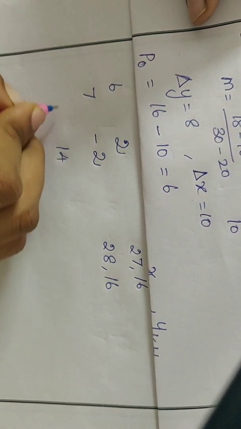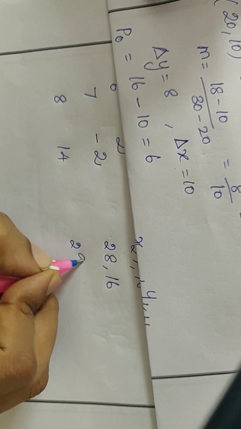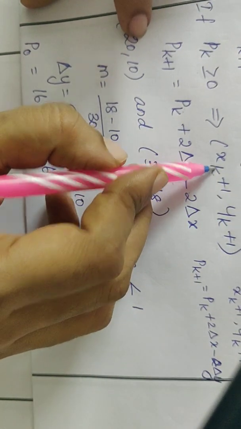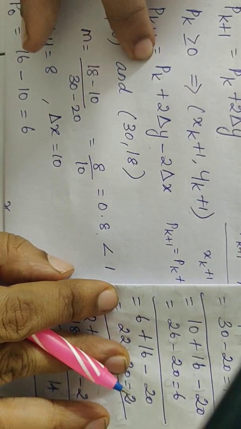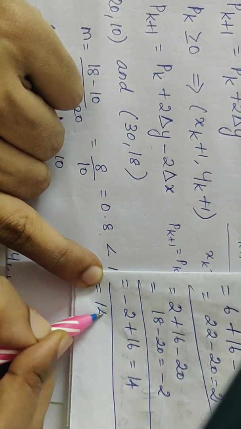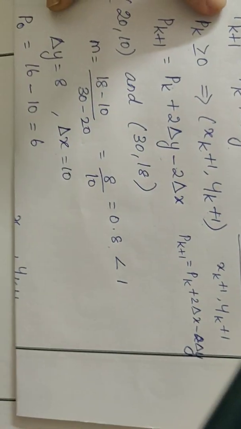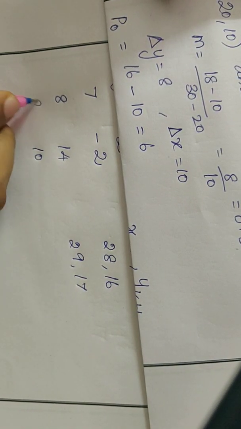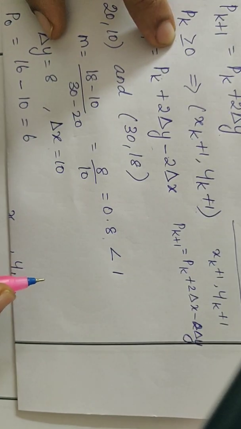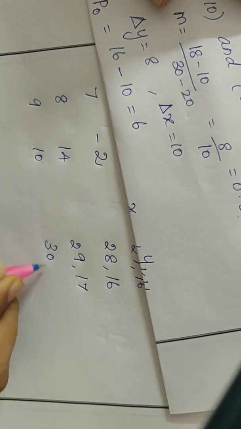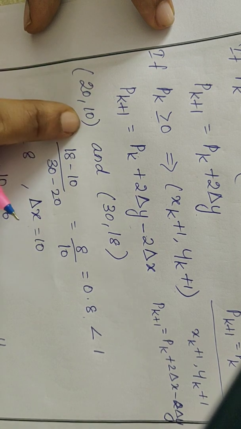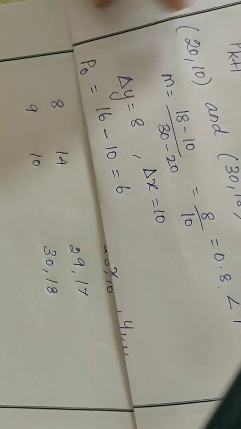So next iteration is 8. 14 is greater than 0, so I have to increment both x and y value, so it becomes 29, 17. Use this equation and calculate the next decision parameter: 14 plus 16 minus 20, which is equal to 30 minus 20, which is 10. 10 is greater than 0, increment both x and y value, it is 30, 18. What is given is that I am supposed to draw a line between 20, 10 and 30, 18. I have reached this point, so you can stop.